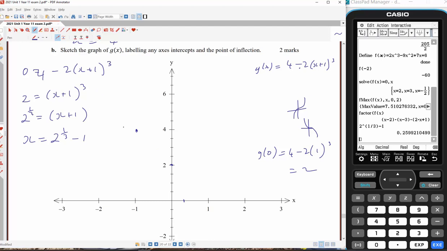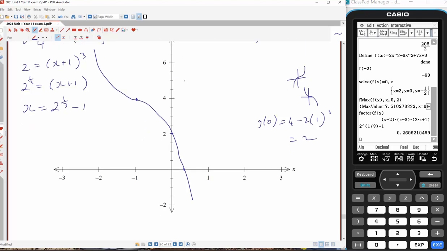Right, so let's do our best effort at this. So it's going to sort of come down. That's not a best effort. Oh, I'm reasonably happy with that. Yours should be a little bit smoother than that. Key features: (0, 2), (2 to the 1/3, take 1, 0), (-1, 4).